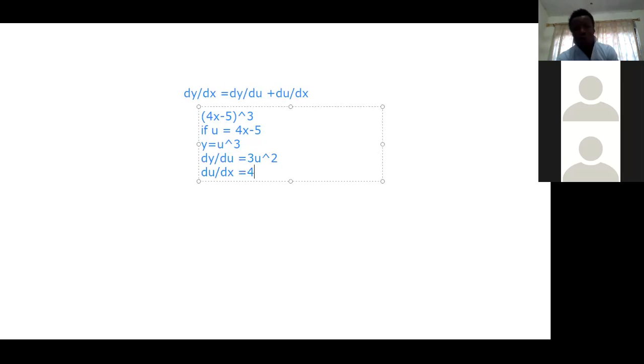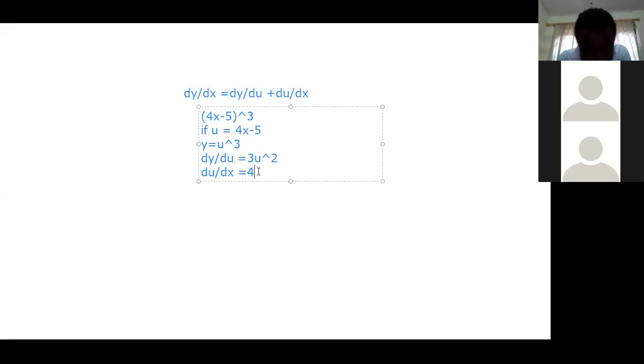Our du will be equal to only 4. I hope you get it, because this will become a constant. There's a constant, so this will go to 0. Then the x will go, so this one will be x raised to the power 1 minus 1. So 1 minus 1 is 0, and any number raised to the power 0 is 1. So I'm going to get 4.